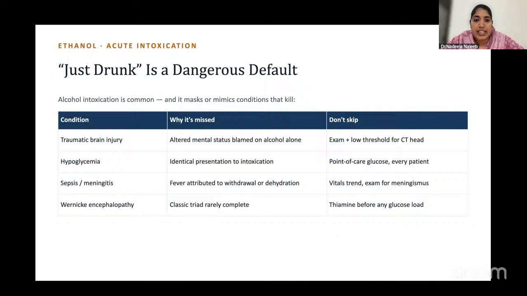Sepsis and meningitis can present along with alcohol withdrawal or intoxication. Fever can be attributed to dehydration or to withdrawal. Make sure to look at the vital trends and examine for signs of meningitis. Wernicke's encephalopathy: the classical triad is usually not present. Do not wait for the triad to appear. Start thiamine if you have any kind of doubt.